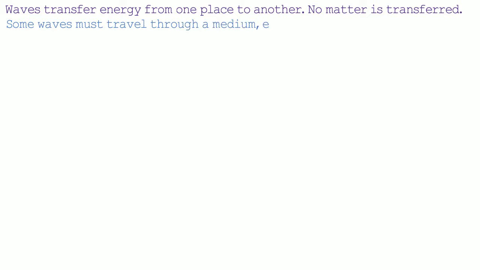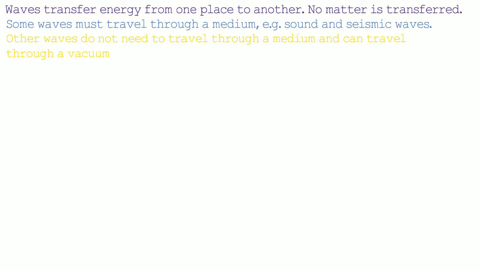Some waves must travel through a medium, such as sound waves and seismic waves. Sound waves travel through the air and seismic waves travel through the earth. Other waves do not need to travel through a medium and can travel through a vacuum, such as electromagnetic radiation.